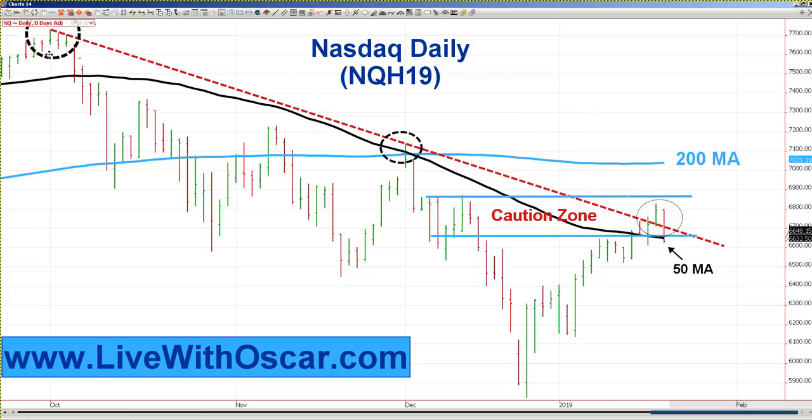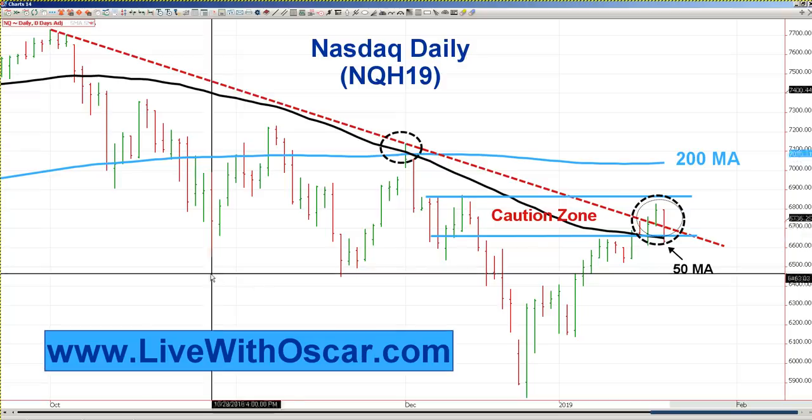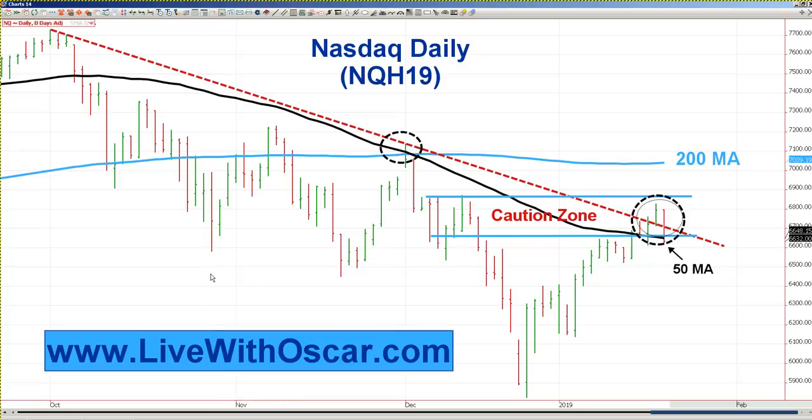You have just failed for the third time at this line, and in the caution zone, and are now below the 50-bar moving average. And we've got a red OMNI. So there's that, and then we come to this chart.